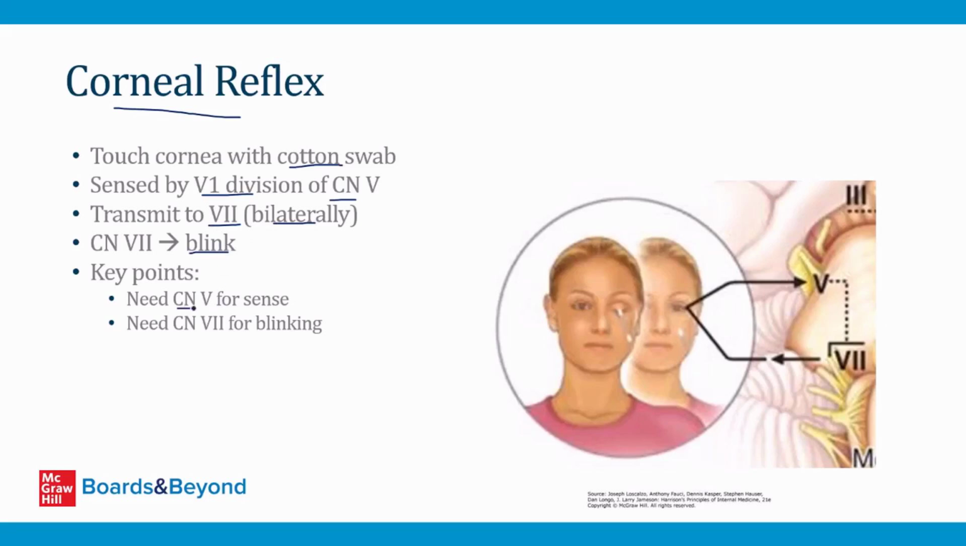So you need the trigeminal nerve, cranial nerve 5, to sense the touching of the cotton swab, and you need cranial nerve 7 to blink. So if this reflex is absent, it means one of these 2 cranial nerves has a problem.